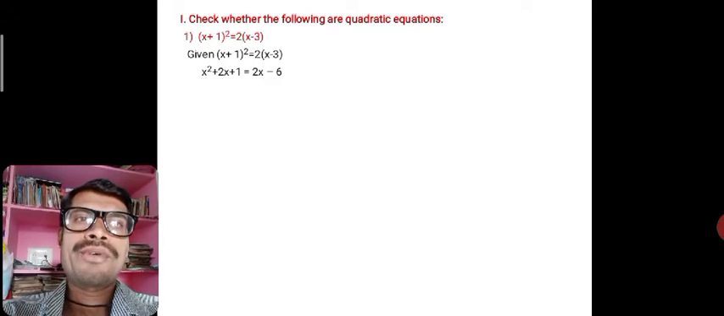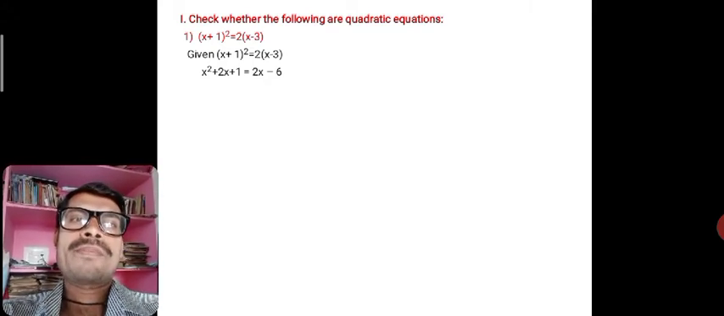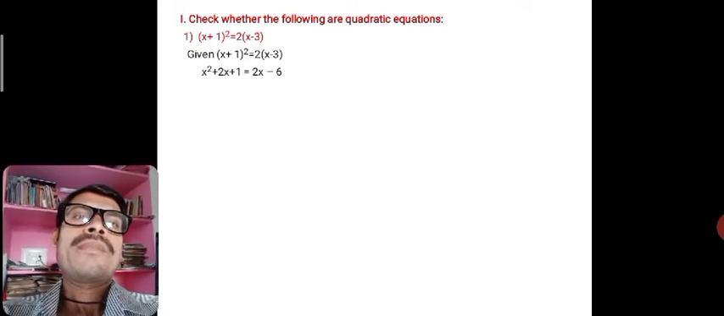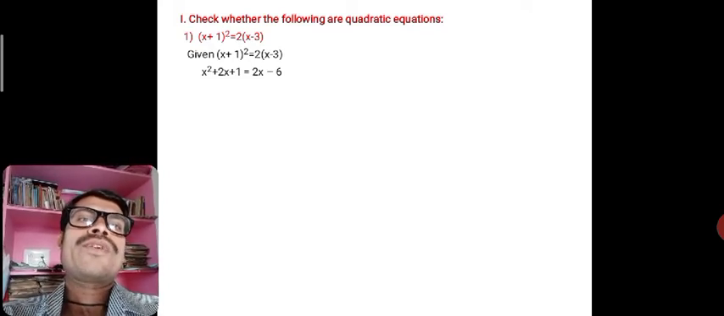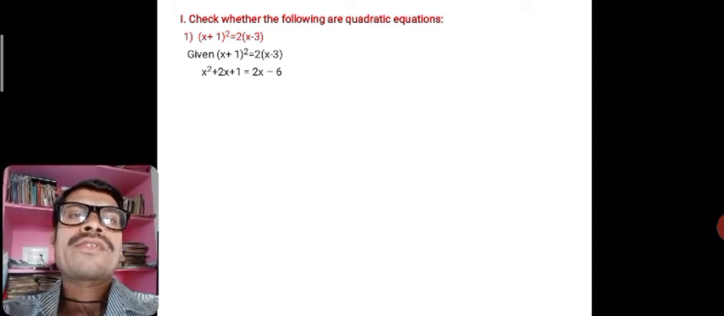2 into x is 2x, plus 1 square is 1. That is x square plus 2x plus 1 is equal to multiplying 2 with x minus 3. You will get 2 into x is 2x, plus into minus is minus 2 times 3 is 6. So that means x square plus 2x plus 1 is equal to 2x minus 6.